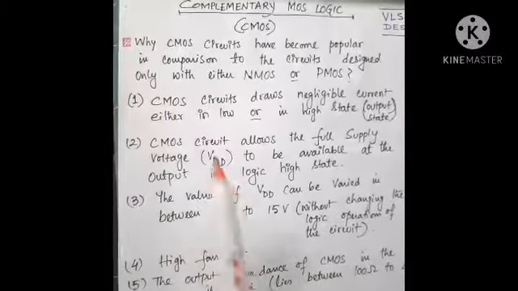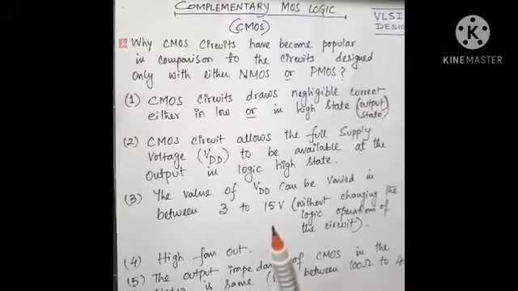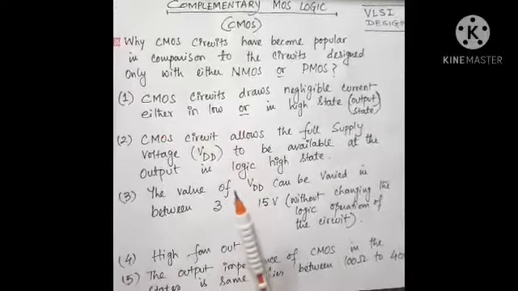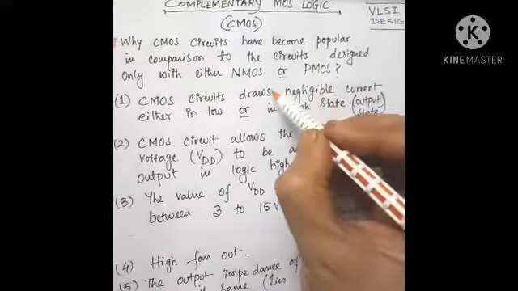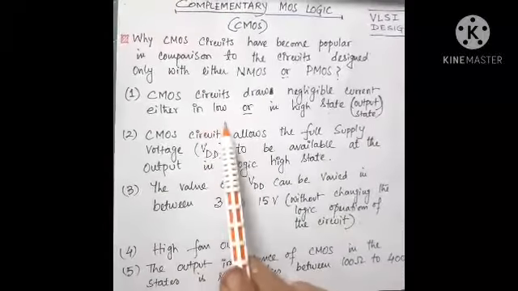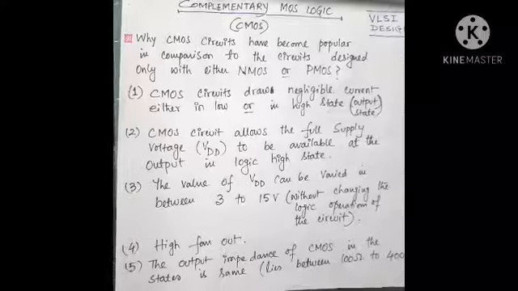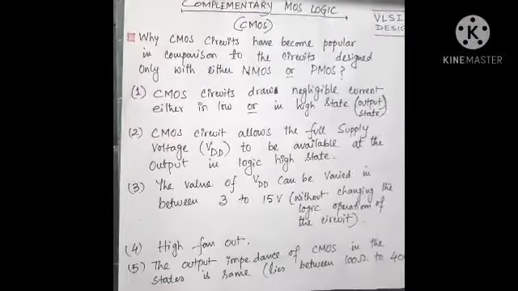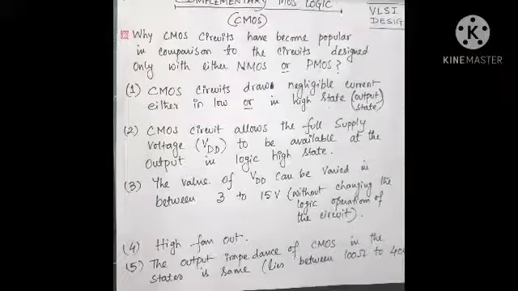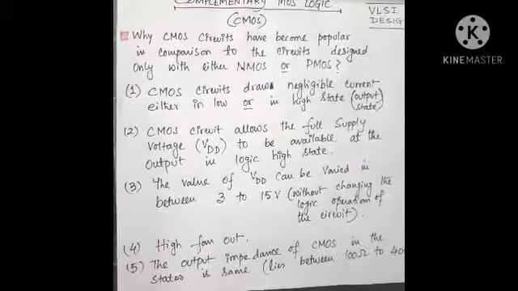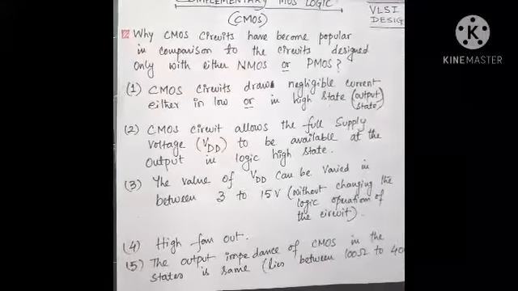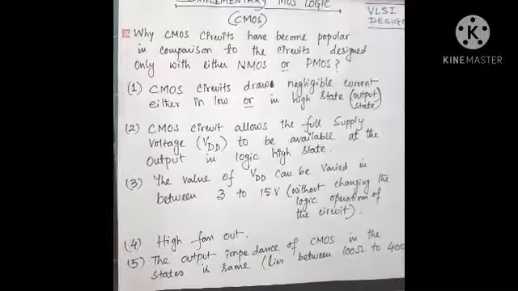The first point, or the first feature we should note down, is CMOS circuits draw negligible current either in low or in high state. That is the output state. Whatever may be the state of the output voltage, the CMOS circuits draw negligible current, which is one of the very important advantages of CMOS circuits.